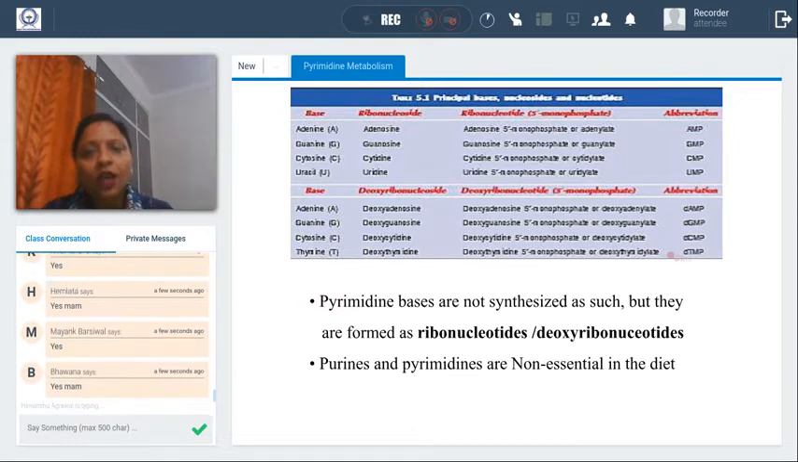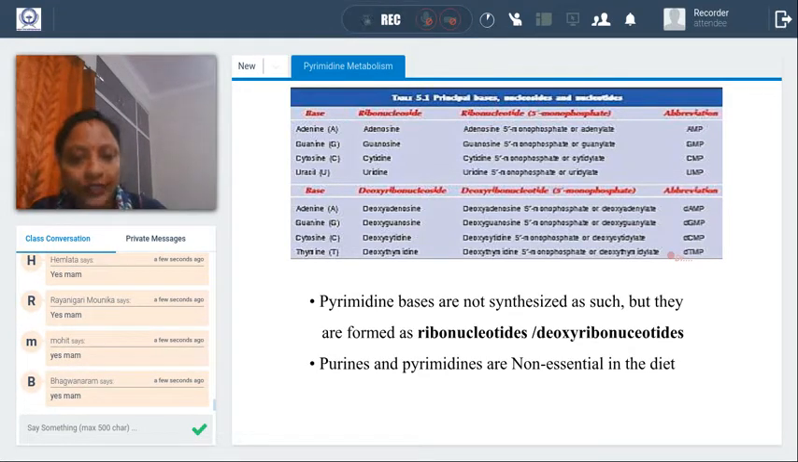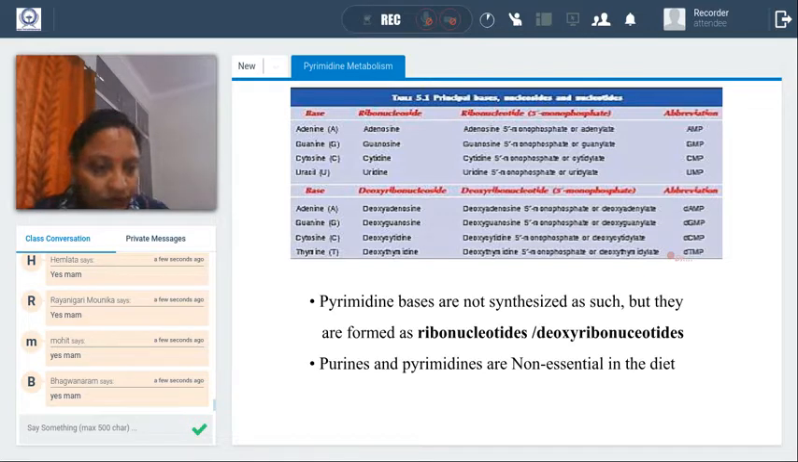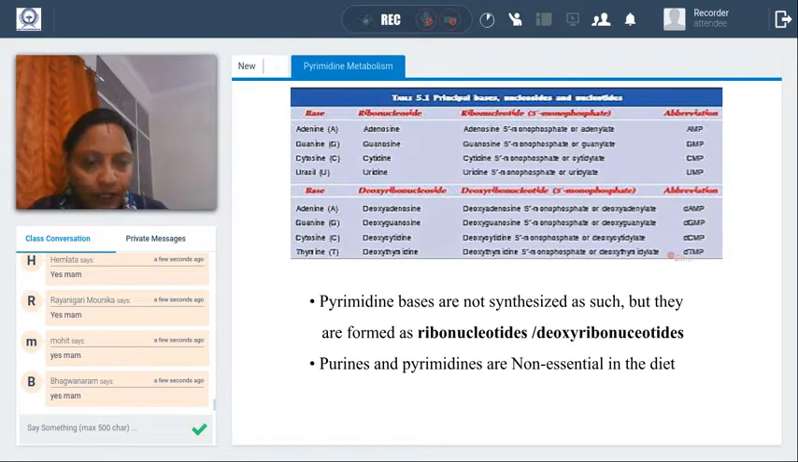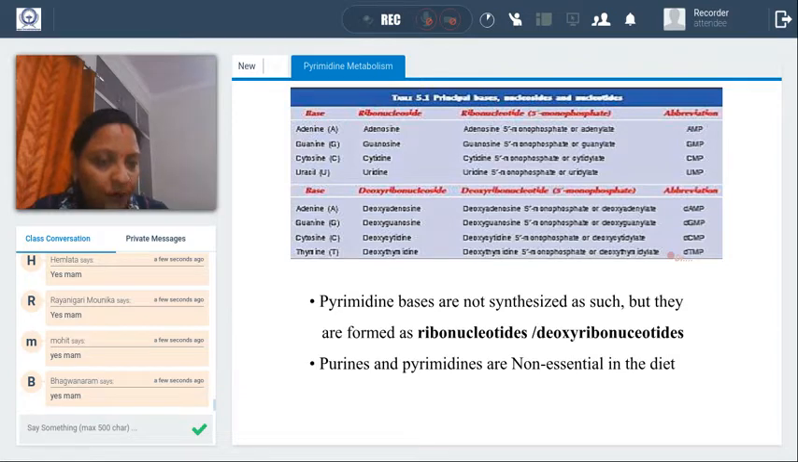Okay. So, another important point, as I said in the previous class, that like purines, pyrimidine bases are not synthesized as such. They are synthesized in the form of ribonucleotides or deoxyribonucleotides. Next important thing is purine and pyrimidine also are non-essential in the diet. Why is it so? Please write in the box why these are known as non-essential components in the diet. I have already told you in the previous class.